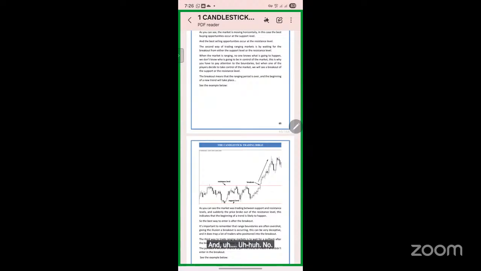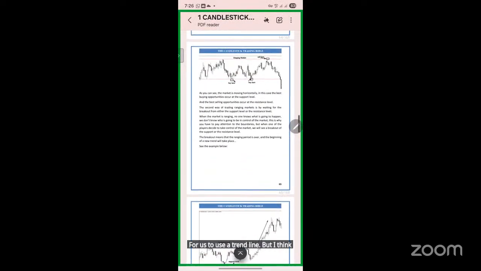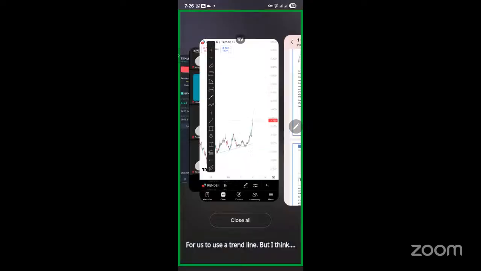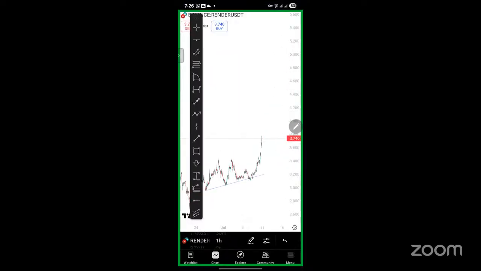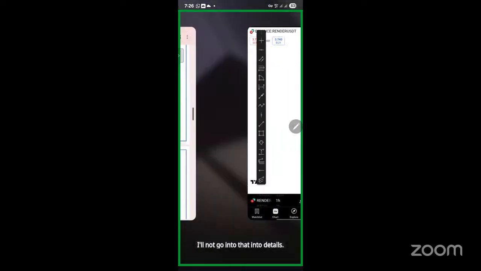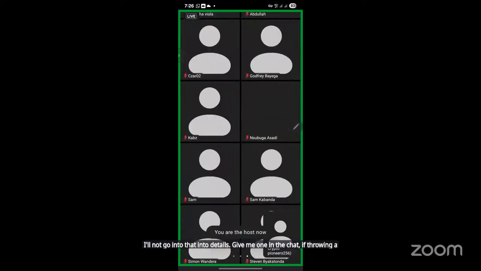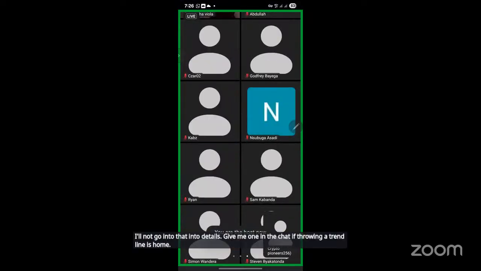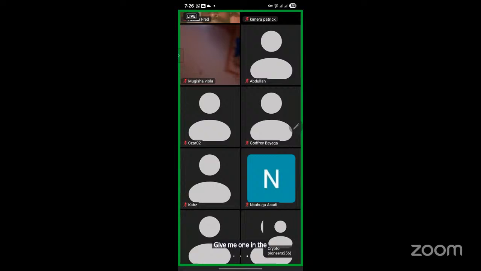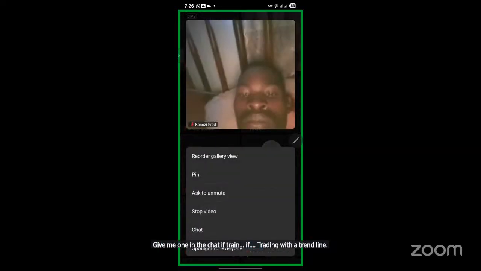Now for us to use a trend line, I'm not going to go into details. Give me one in the chat if drawing a trend line is easy.